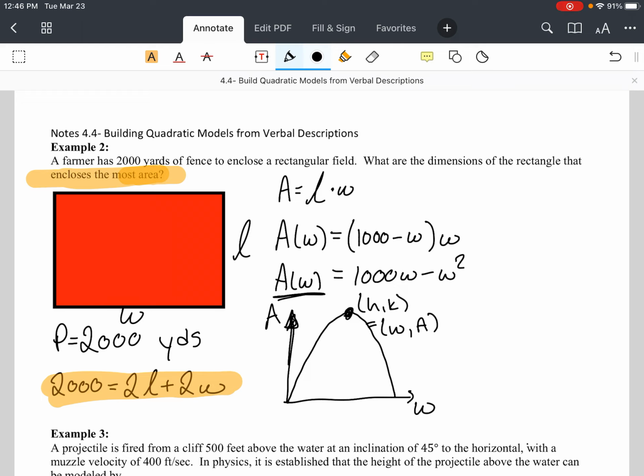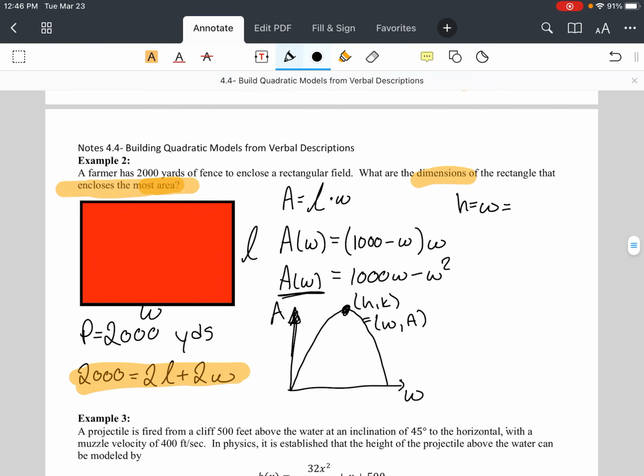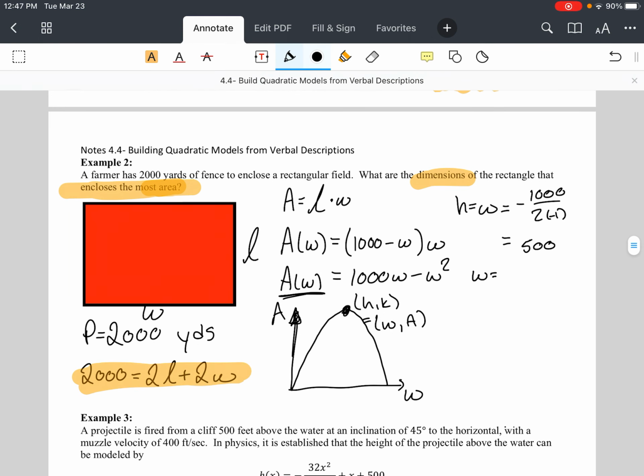Okay, that's actually what we're solving for when we're solving for the vertex. And we're looking for the dimensions, which means we just want the width of this. So let's go ahead and do that. H is equal to the width. H represents the width, which is equal to negative B, which is 1,000, divided by 2 times A, which is negative 1. Simplify that, I believe we get 500.